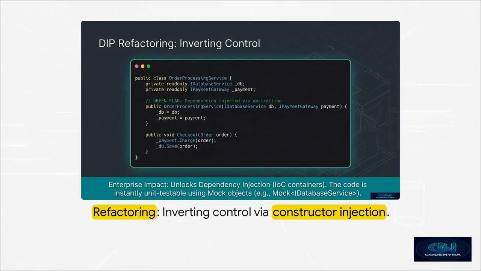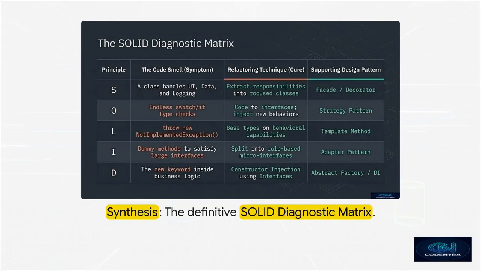The clear cure for this is to invert control. Notice the green flag in our refactored code. We define abstractions, iDatabase service and iPayment gateway. We then inject these dependencies directly into the order processing service through its constructor. The class no longer creates its own tools. They are simply handed to it. This inversion of control is truly transformative. It completely unlocks dependency injection. Your code becomes instantly unit testable because you can now seamlessly pass in mock objects, like a mock database service, right through the constructor.